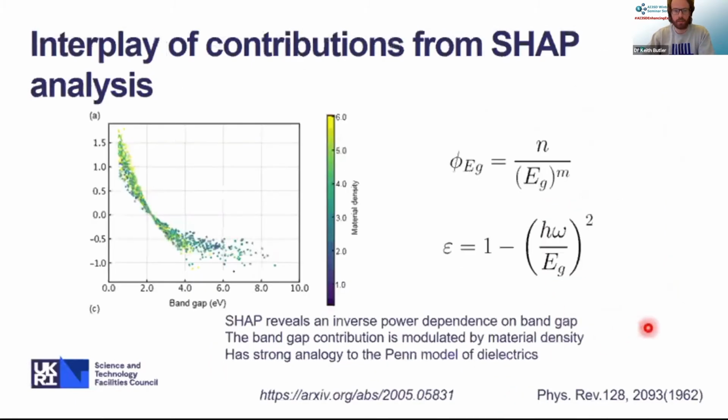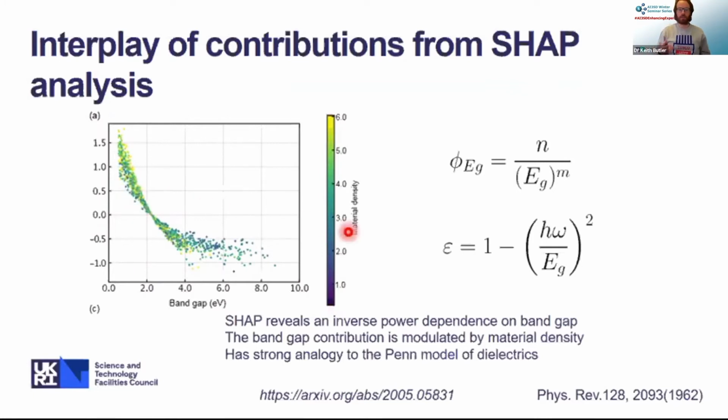And what's quite neat is you can also start to look at the interplay of different contributions. So in this plot here, we've got the contribution of the band gap to the Shapley value on the left. You can see that at low band gap, you get a positive contribution, whereas at higher band gap, you get a negative contribution towards the final dielectric constant. And we can also color this in by material density. So you can see that low density is suppressing the effect at either end of this plot here.